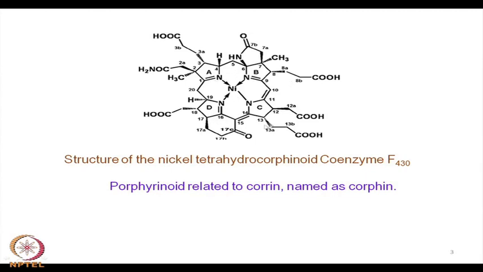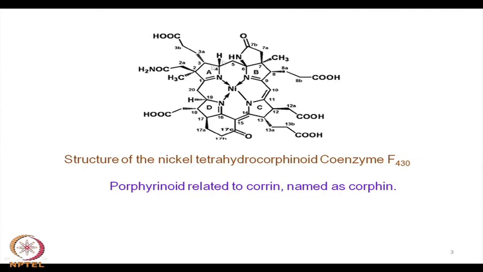Whenever you see this, you should always compare the corresponding conjugation or unsaturation. It is the most reduced one, because you are not having one double bond here, another double bond here, and two from here. So, one double bond is missing here, two are missing from here, and another is missing from this D ring. Altogether, all four rings A, B, C, D are losing 1, 1, 2, 1. That means, altogether 5 double bonds are reduced to get this tetrahydrocorphinoid ring. And you have similar types of amide and carboxy end substitutions.